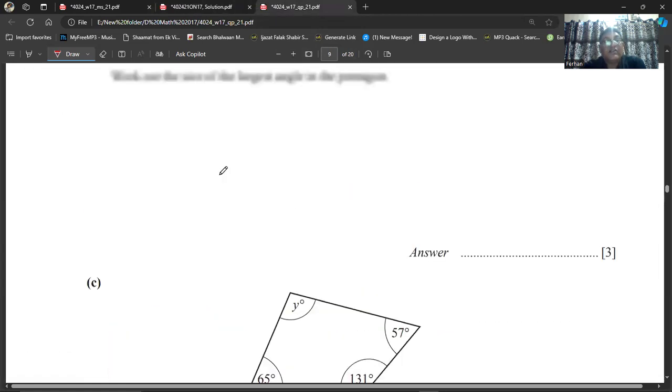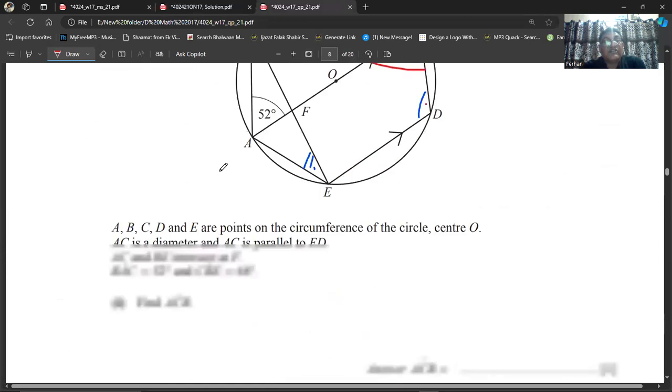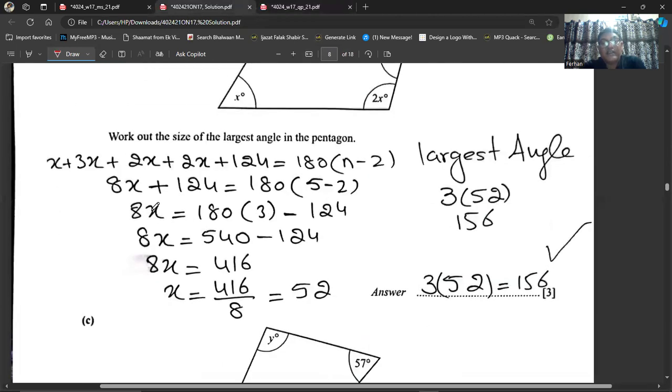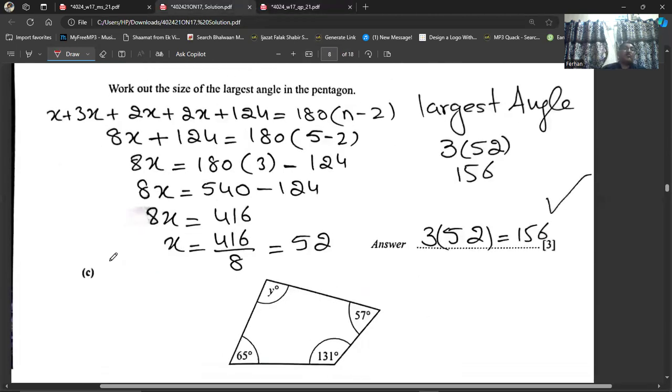Okay, so we are on the next part. This is question number 6, and it's B part. In question number 6, B part, he says work out the size of the largest angle in the pentagon. So it's a pentagon. When you add all these 5 angles, their sum will be equal to 180 times (n minus 2). So when I add all the angles in that pentagon, it will be x plus 3x plus 2x plus 2x plus 124 equals 180 times (5 minus 2). The n value here is 5.